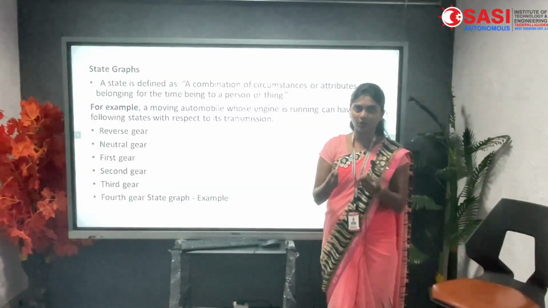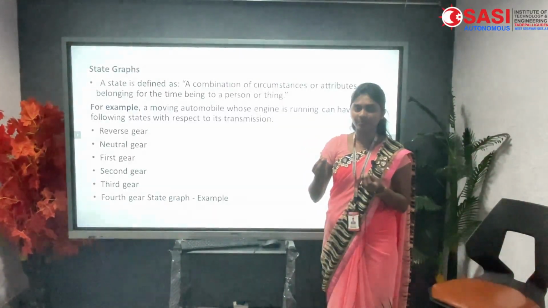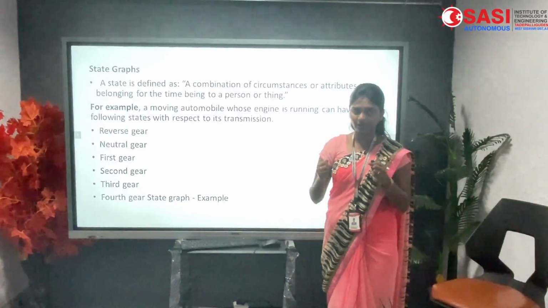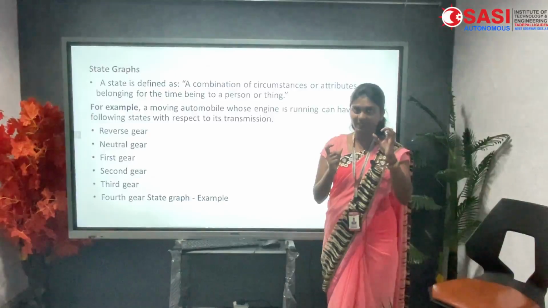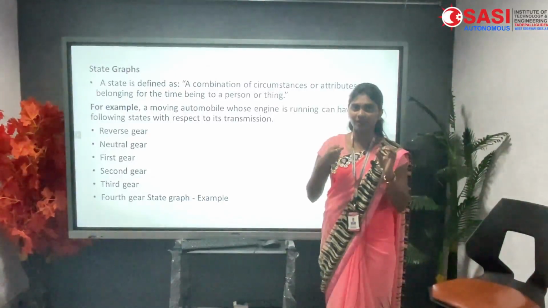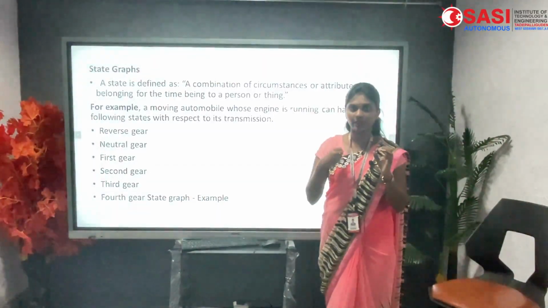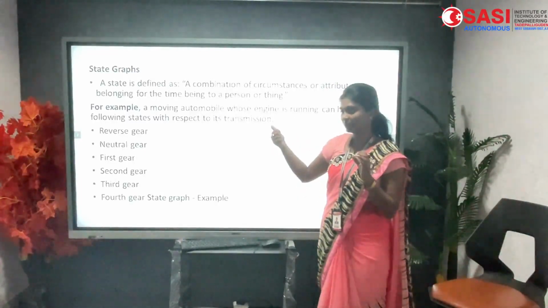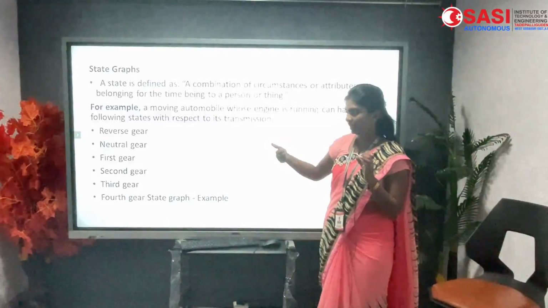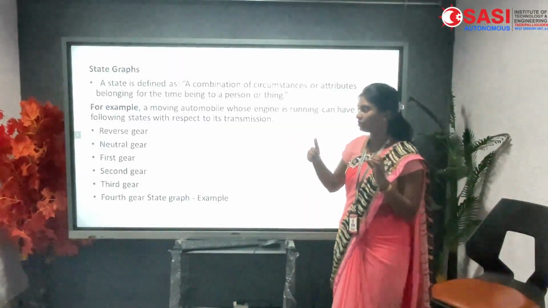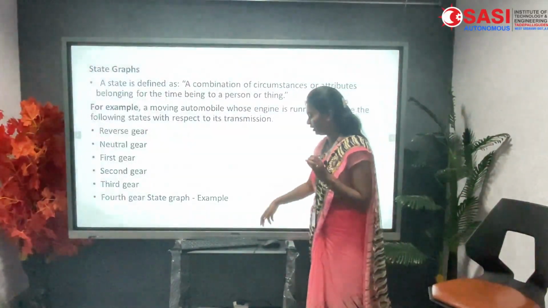Next, I will give a small example: an engine. When we are driving a car, the engine is a small example. Engine is a class. The attributes are when we are going fast or slow or in reverse; we use different gears like first, second, neutral, reverse, third and fourth. These are the attributes of the particular engine class.